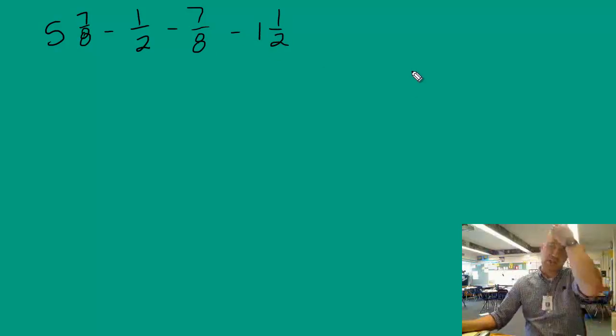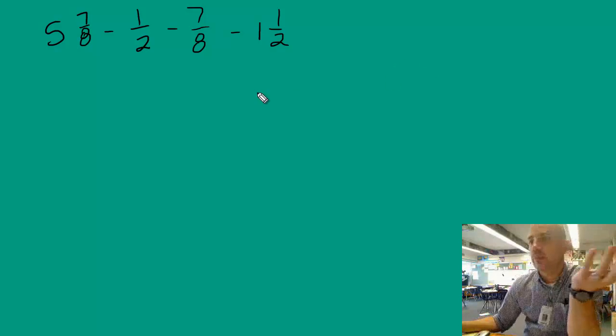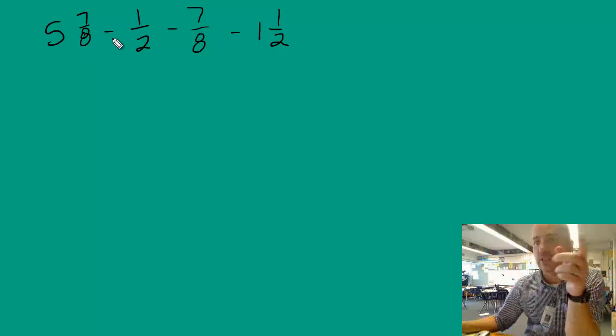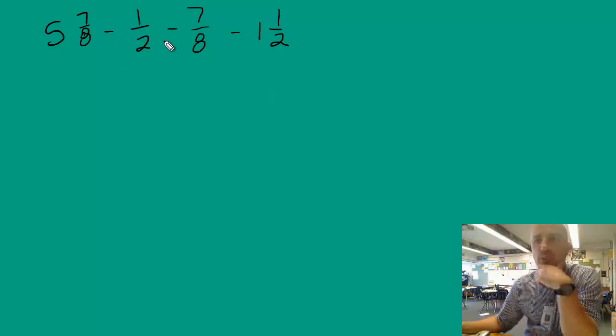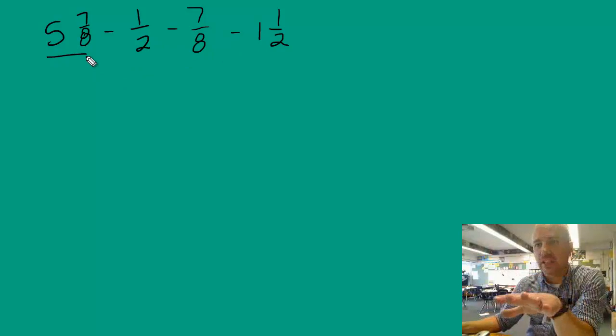Cool. Okay, let's look at another problem then. We have 5 and 7/8, and we're going to subtract 1/2, subtract 7/8, and subtract 1 and 1/2. Looking at this problem, there's a couple of things right off the bat. One, obviously this is a subtraction problem, and so that's going to make things slightly different. When we're subtracting, we're starting with this. This is like the base for everything, our whole problem.